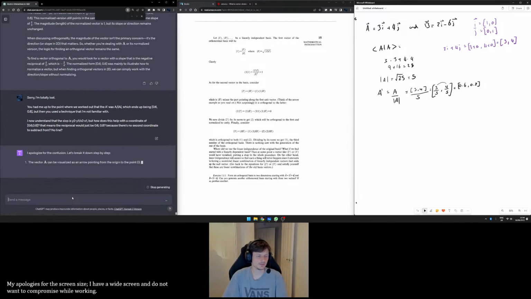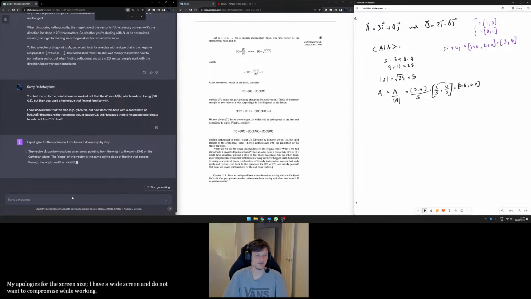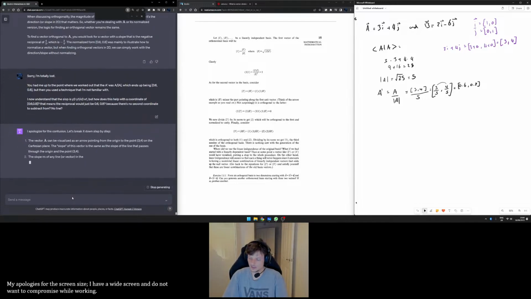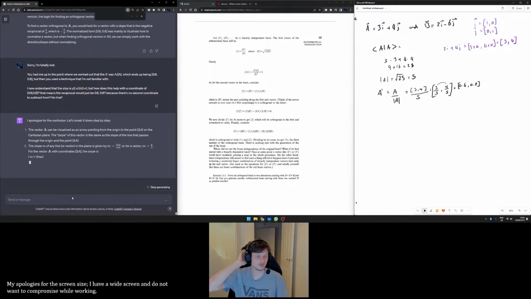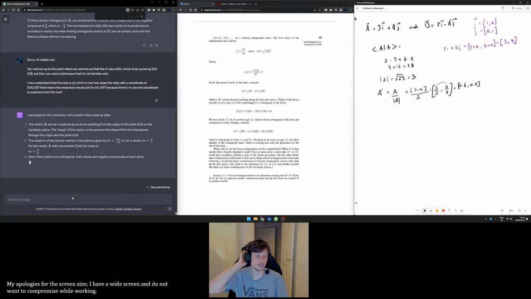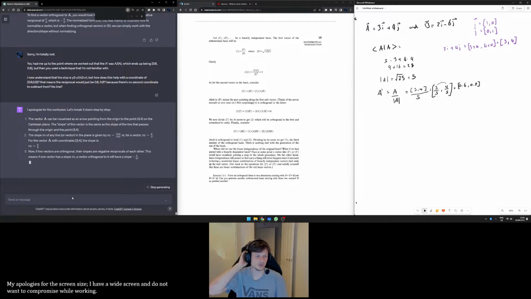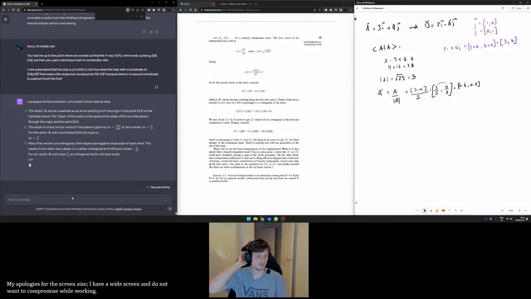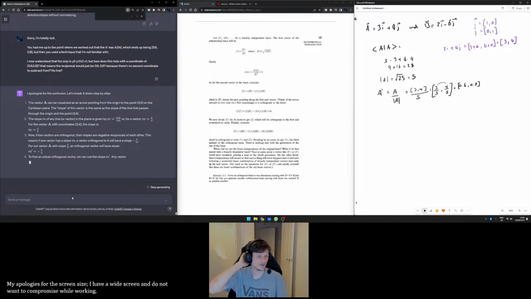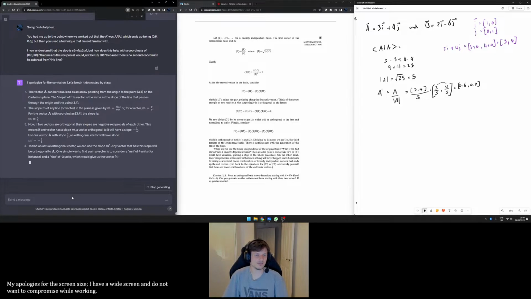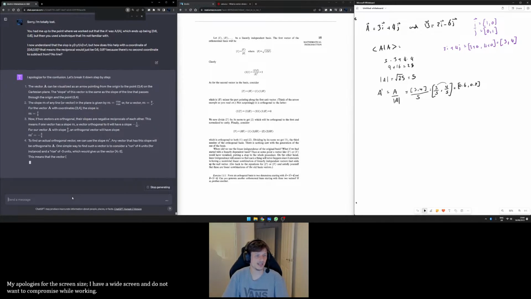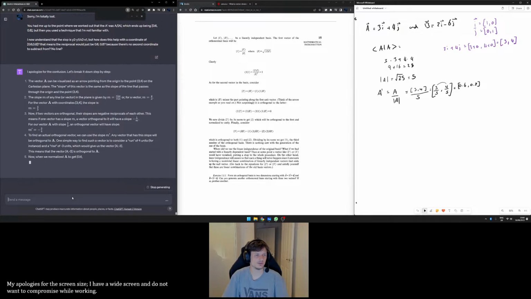Let's break it down step by step. The vector A can be visualized as an arrow pointing from the origin to the point 3, 4. The slope of this vector is the same as the slope of the line that passes through the origin and the point 3, 4. The slope m of any line or vector in the plane is given by m equals rise over run, or for a vector m equals y over x. For the vector A with coordinates 3, 4, the slope is m equals 4/3.